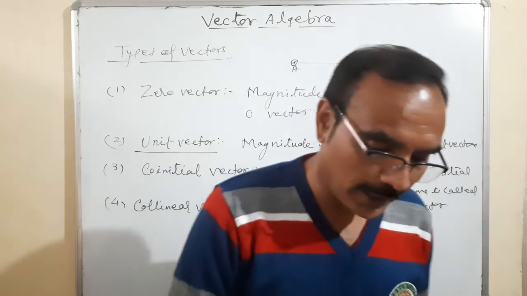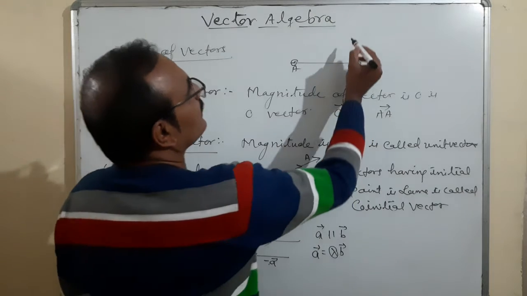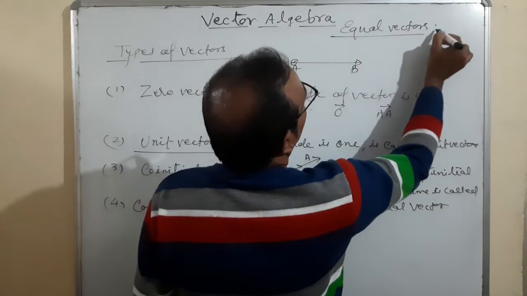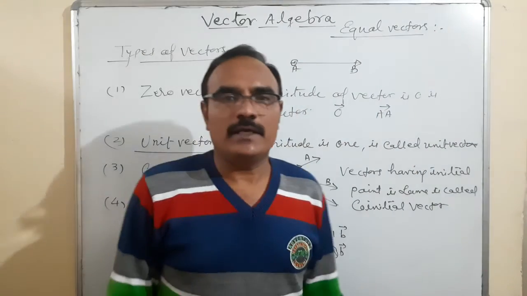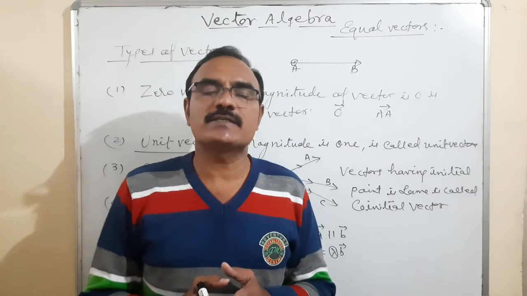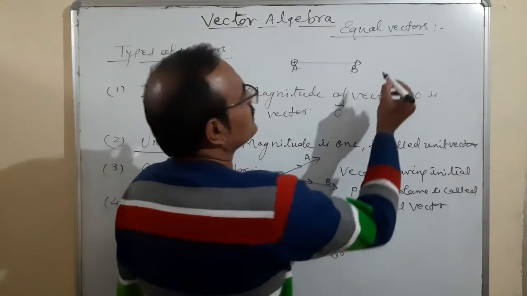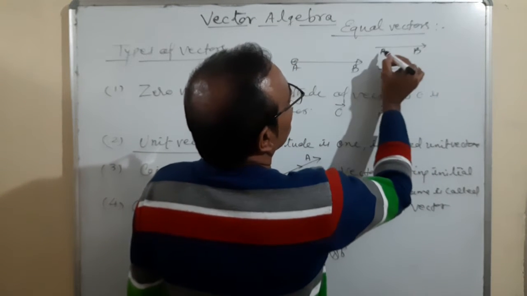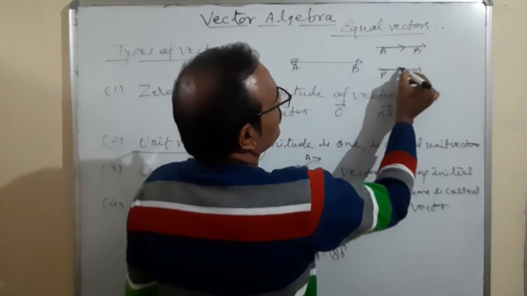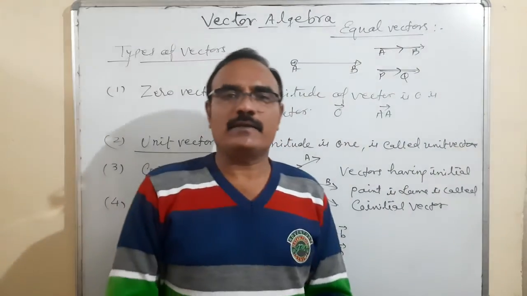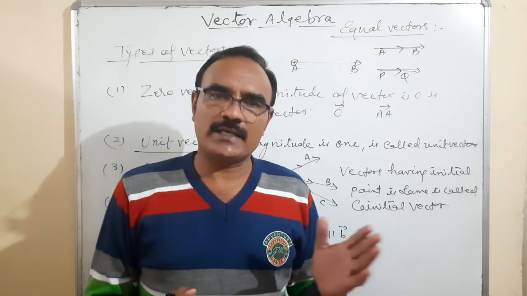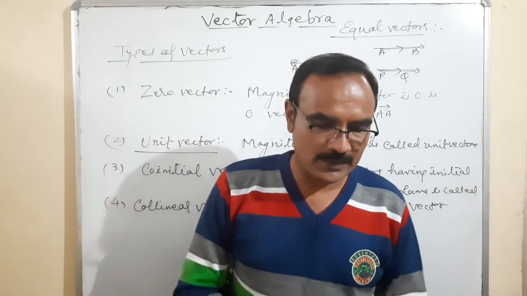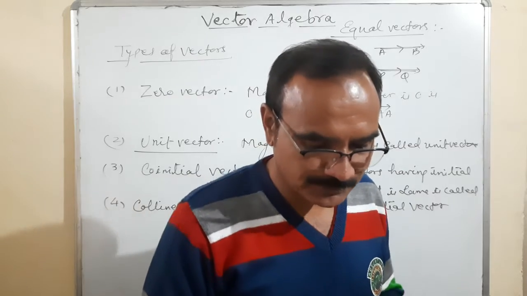After that, equal vectors. What is the meaning of equal? Two or more vectors are called equal if they are equal in magnitude as well as in direction. That means their directions should be the same. AB and PQ: if the length AB is equal to PQ and the direction is also the same. Vector A is equal to vector B, like that we can use the term equal vectors.